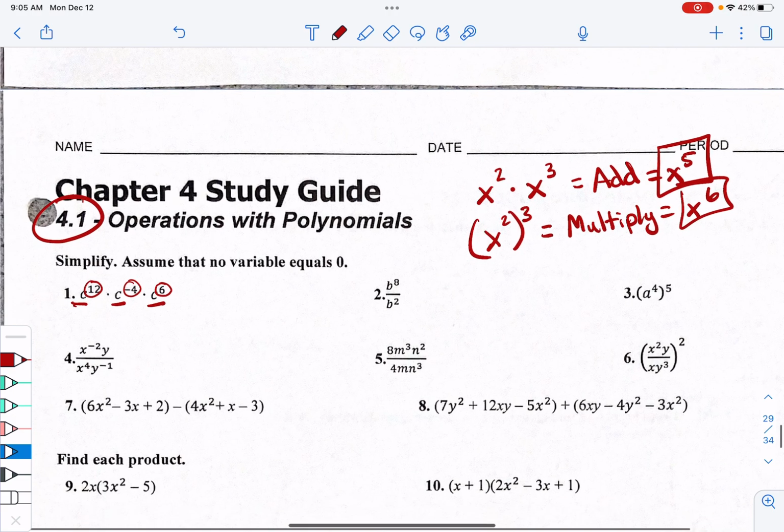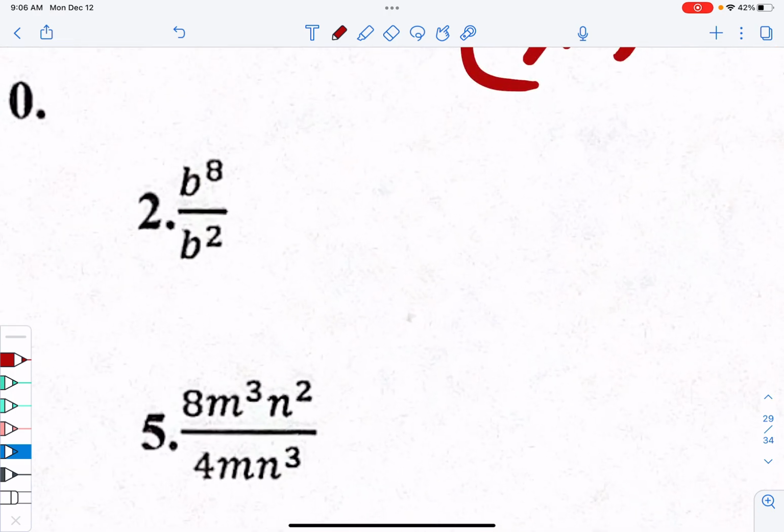Here, we're just multiplying the c's together, so we're just going to add the exponents. So 12 and -4, that makes 8, and 8 and 6 makes 14. So this would be c to the 14th power, okay? So again, try to go through these and check your answer as you go. So number 2, maybe pause it and see if you can come up with the answer for number 2 real quick.